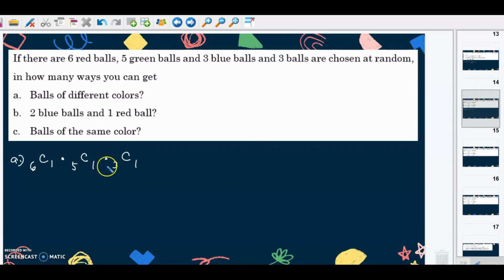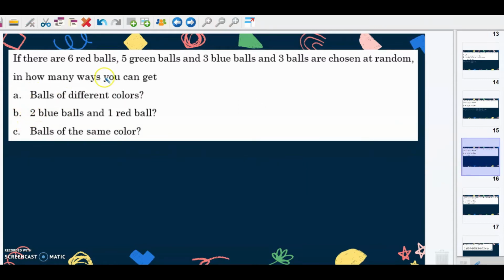Okay? So we now simplify this. Then we will have here 6 factorial over 5 factorial 1 factorial, multiplied by 5 factorial over 4 factorial 1 factorial, times 3 factorial over 2 factorial 1 factorial. That if we simplify, we will have our answer, which is 90. So there are 90 ways we can get balls of different colors. So we're done with letter A. Now we proceed to letter B.